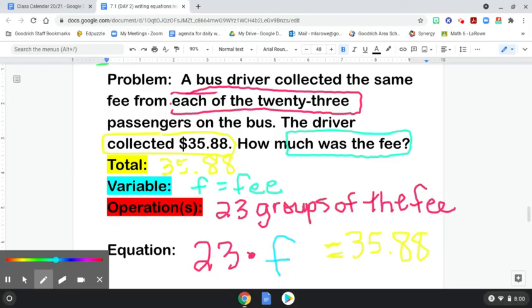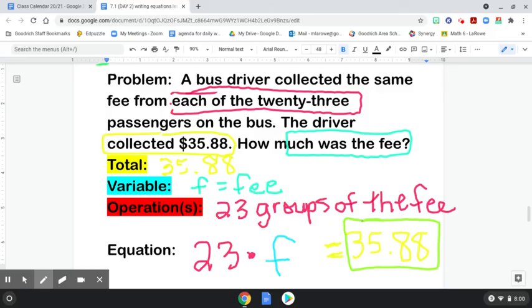So based on your situation, the total collected from the driver was $35.88. So that value goes on one side of my equal sign. If you're trying to put it on the other side with some of the other values, what you're doing is making it so that eventually we won't be able to show why our answer is what our answer is with an inverse. So we're going to set them up in this style.